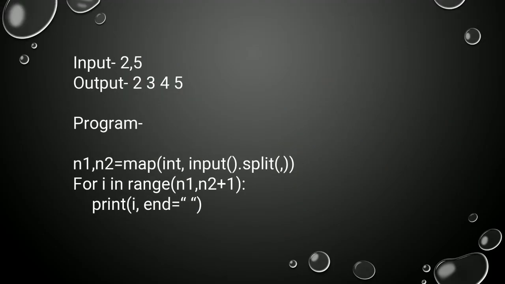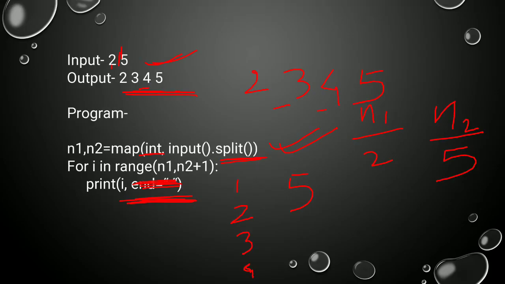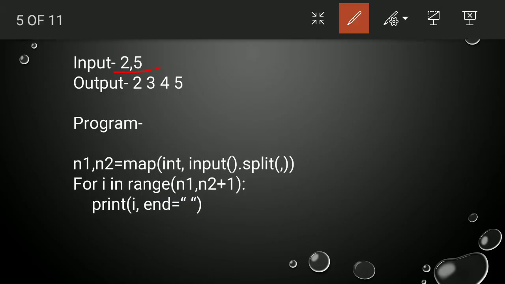Our third question is we want to take the two inputs with a comma, not with a space. So here we will write split with the comma. We have taken the two variables, n1 is equal to 2 and n2 is equal to 5. The same for loop runs from n1 to n2 plus 1, that is from 2 to 5, and we print the output. The same result will be printed; only the input is comma separated instead of space separated.